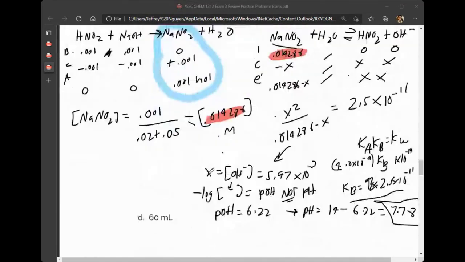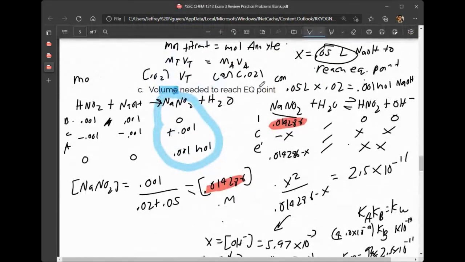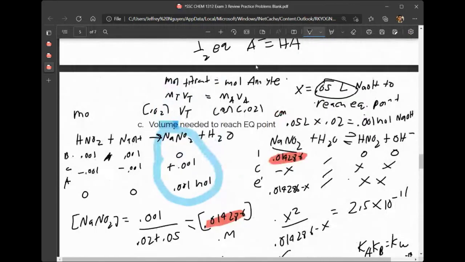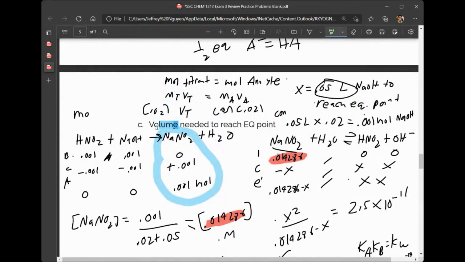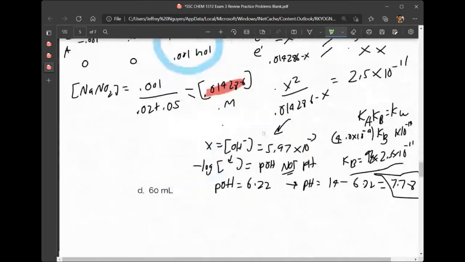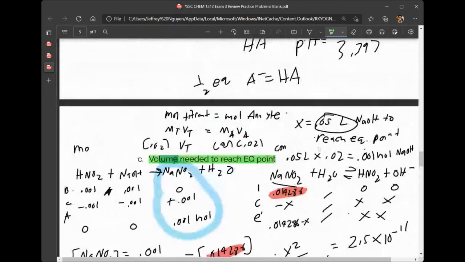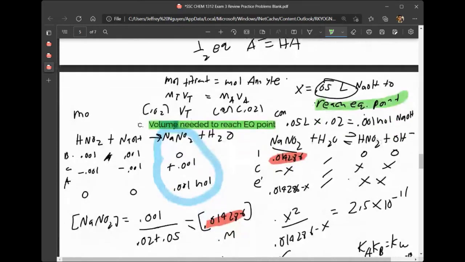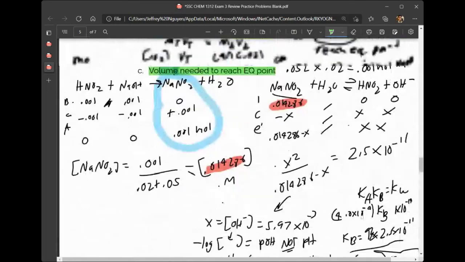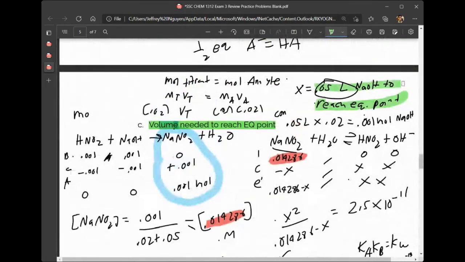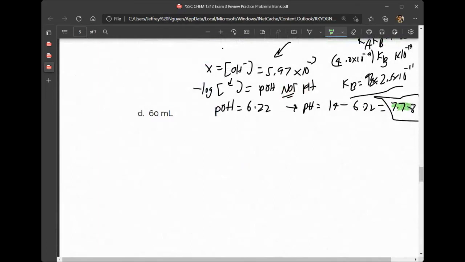Did it ask for the volume? Yeah, so it did, and we solved that using the dilution formula. So the volume needed to reach the equivalence point, right? Yeah, so it asked for the volume to reach the equivalence point, but another problem they could have asked you is to find the pH at this point. So you would have to do all this work to get the pH. So this is the volume to reach the equivalence point, and this is the pH.